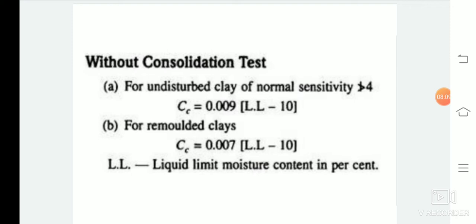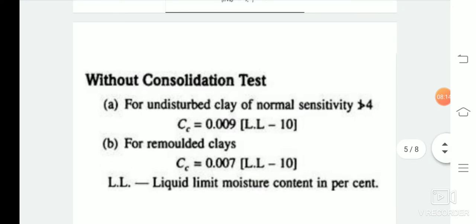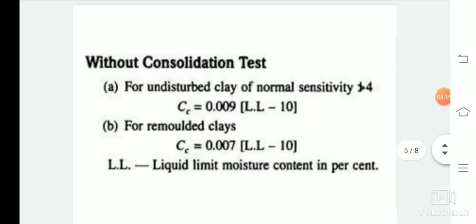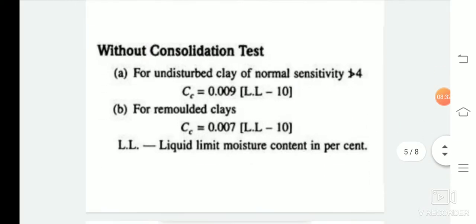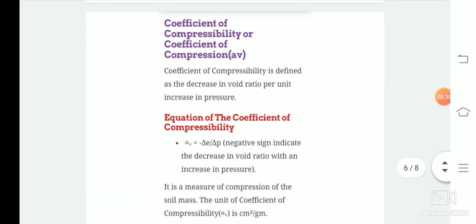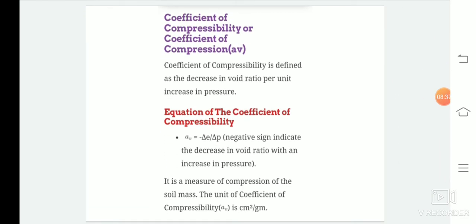That means whenever we don't have any graph or e-log P relationship for finding the compression index, we can easily use this formula, depending upon the type of soil. For the other formula for settlement, we need the value of mv. So what is mv? Let us study. Before that, let us go to the value av.